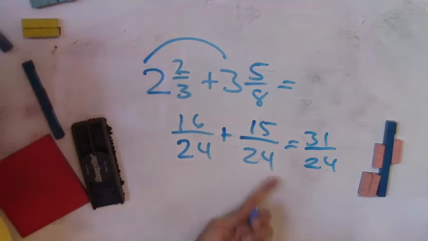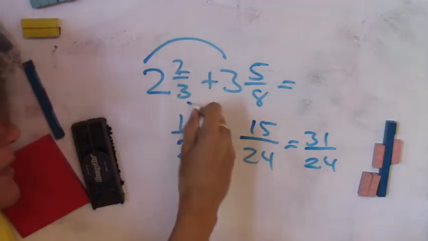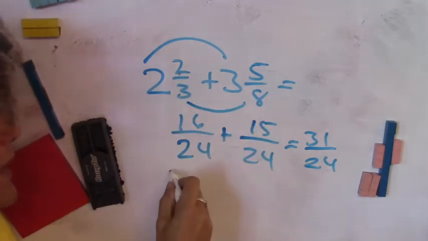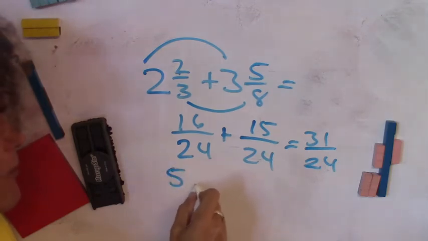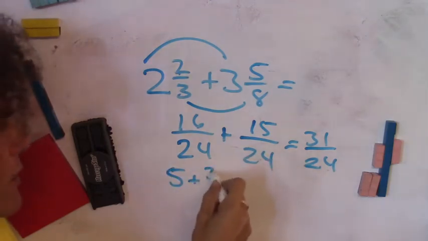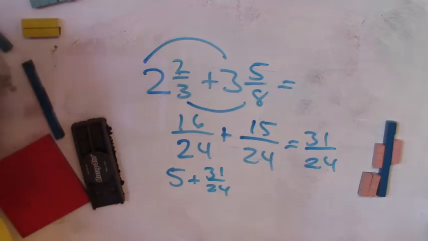Alright, so now I've got 2 plus 3. We did this part. 2 plus 3 is 5, plus 31 over 24. Well, we can't leave that because that's improper. So what do I have when I get my improper fraction over here? Well, how many 24s in 31? See all the math we're doing? And you can do it all in your head. That's the cool part.